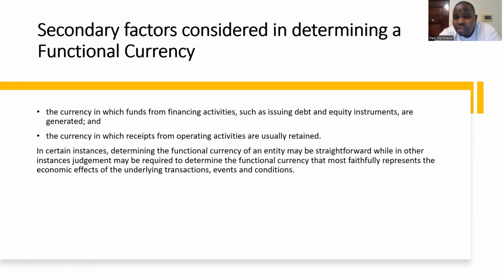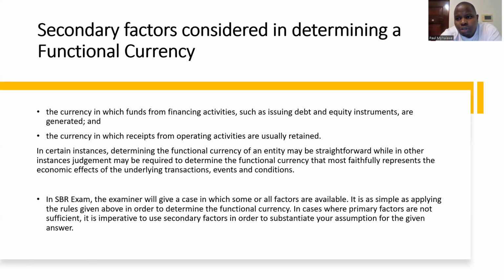Okay. Three, what we're saying is that in certain instances, determining the functional currency of an entity may be straightforward, given the conditions and the facts in the case. Okay? While in other instances, judgment may be required to determine the functional currency that most faithfully represents the economic effects of underlying transactions, events, and conditions. So there are other instances. An examiner will give you other instances where you need to apply your mind, your judgment, depending on the given facts.